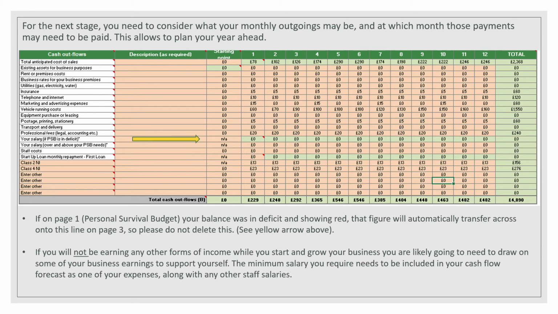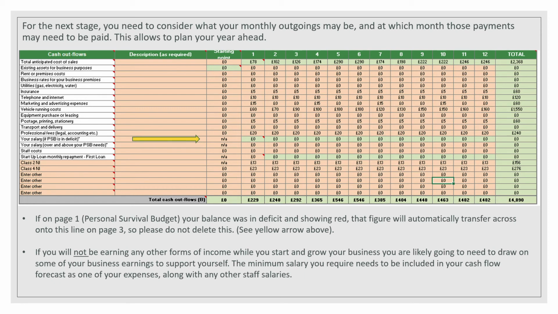So other things could be existing assets for business purposes, rent or premises cost, business rates for your business premises, utilities such as gas, electric, water, insurance. Now you may be given the option to pay monthly or quarterly instalments, which you can then reflect in the forecast. Telephone and internet, marketing and advertising expenses, vehicle running costs, equipment purchasing or leasing, postage, printing, stationery, transport and delivery, professional fees such as legal, accounting, etc.